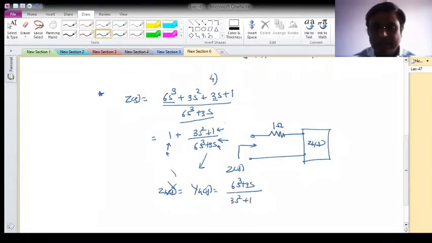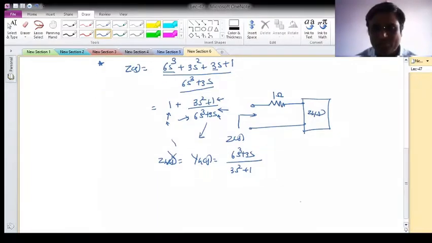See, either I can remove the pole at origin from here, or the simplest way, you invert it, you make it into the form of impedance, which will be (6s cube plus 3s) over (3s square plus 1), and from that you try to remove the pole at infinity. Okay, so if you remove the pole at infinity, what it will be, 2s plus Y phi of s.